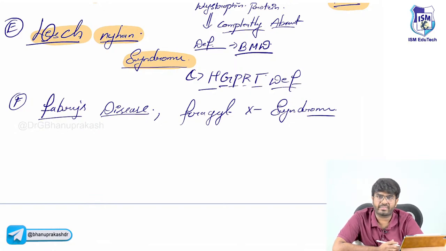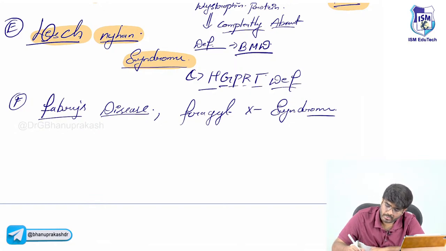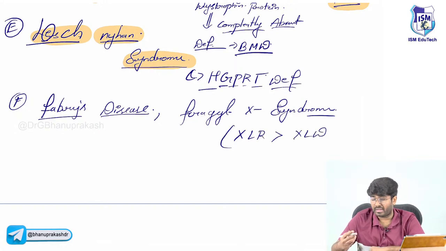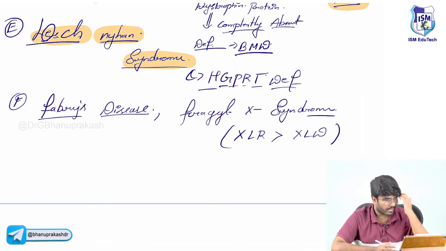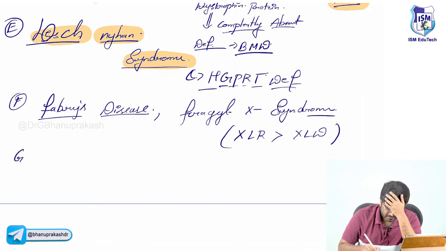Even fragile X syndrome will be discussed in X-linked dominant also, but it's mainly X-linked recessive. It shows two patterns. Of course, it also follows the X-linked dominant pattern, but most commonly it is an X-linked recessive pattern disease. EF completed, sir. After EF, G, right?